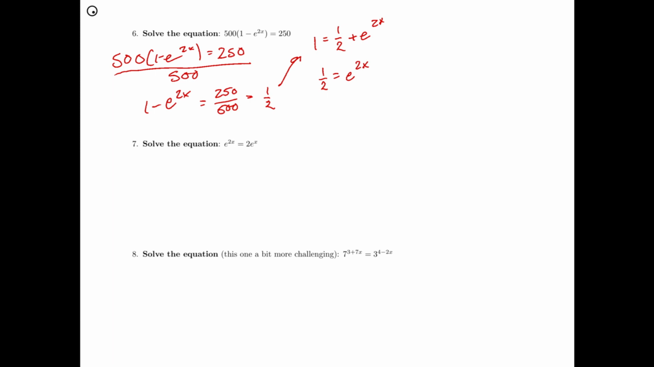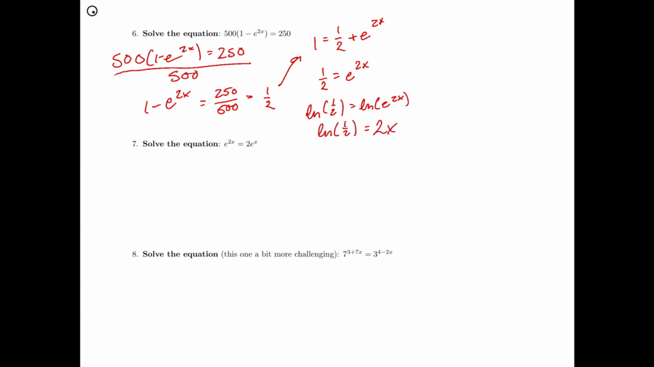Then I do want to undo this e to the x now. So I'm going to take the natural log of both sides. So I get natural log of 1/2 equals the natural log of e to the 2x. Now that e and that natural log will cancel, and we're left with the natural log of 1/2 equals 2x.